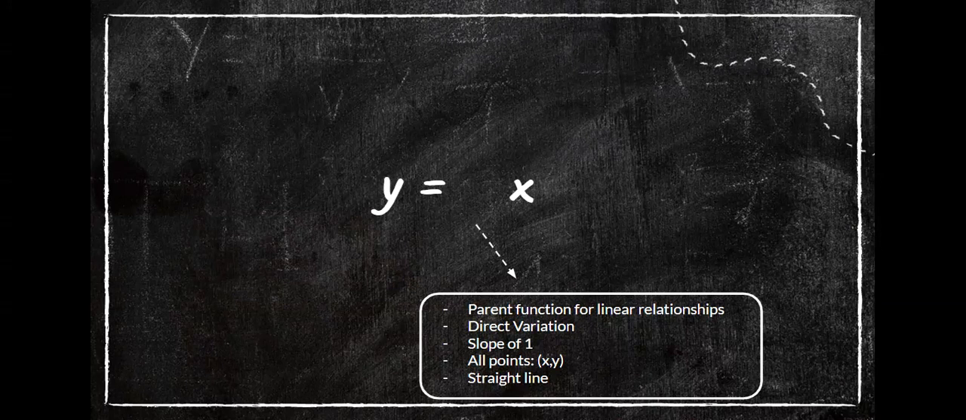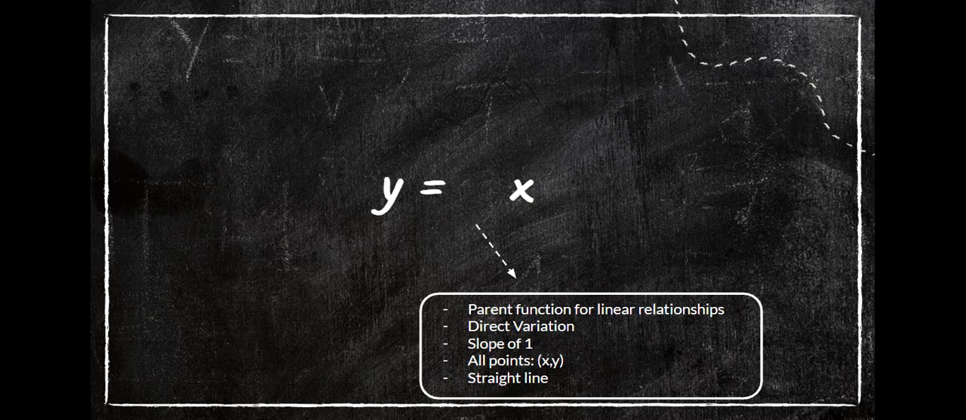proportional to one another. This line has a slope of 1 because x is being multiplied by 1, even if we choose not to write it. All of the points on this graph are represented in the form x comma y, and we know that if we graphed it, it would be a straight line. We also know that we can modify parent functions by multiplying any number we would like to our x, change the coefficient of our x.